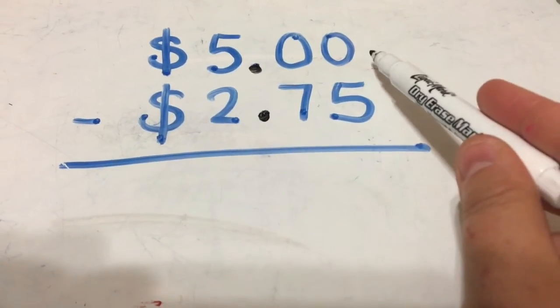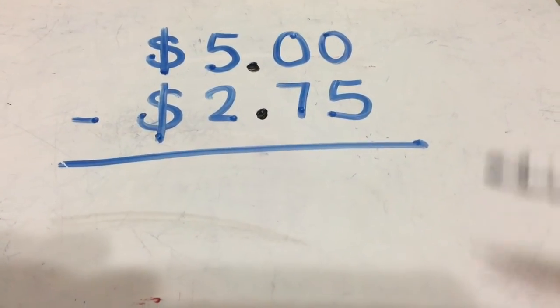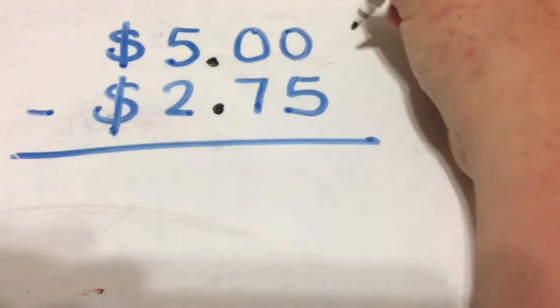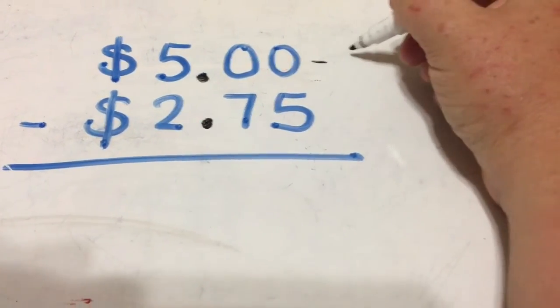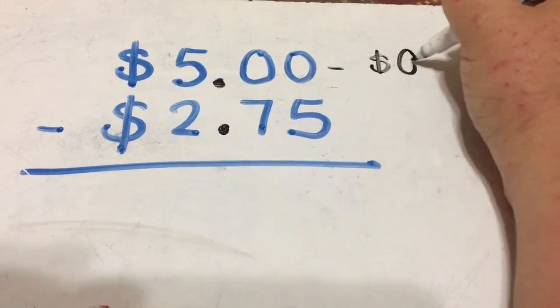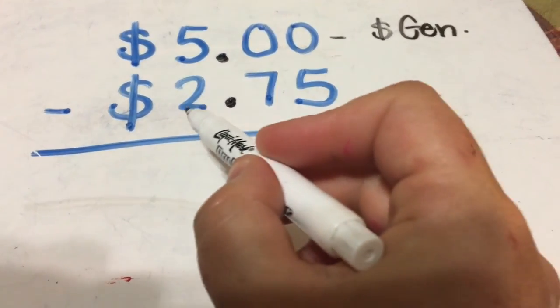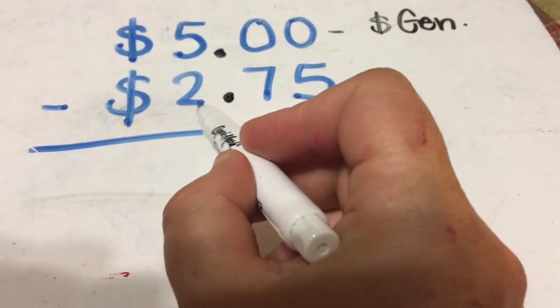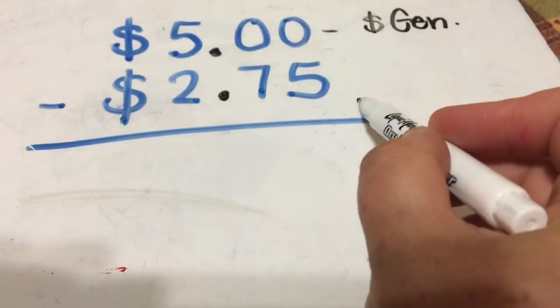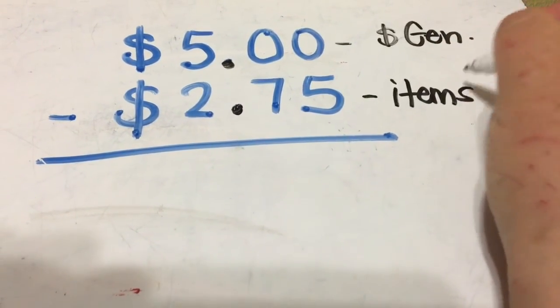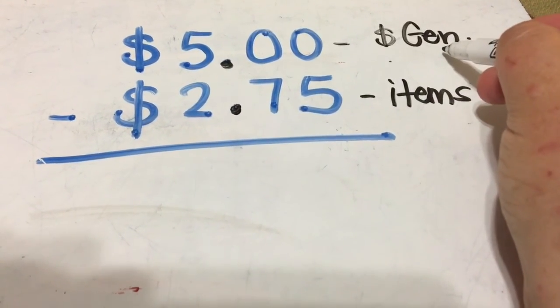Let's say that Maylee got $5 from her grandparents for Easter in the mail, in a card for Easter. So this is the amount of money that she has to spend at the Dollar General. Okay, so she goes to the Dollar General and she picks out a couple items, and those items total $2.75. So these are the items, okay? This is the money that she gives the cashier.